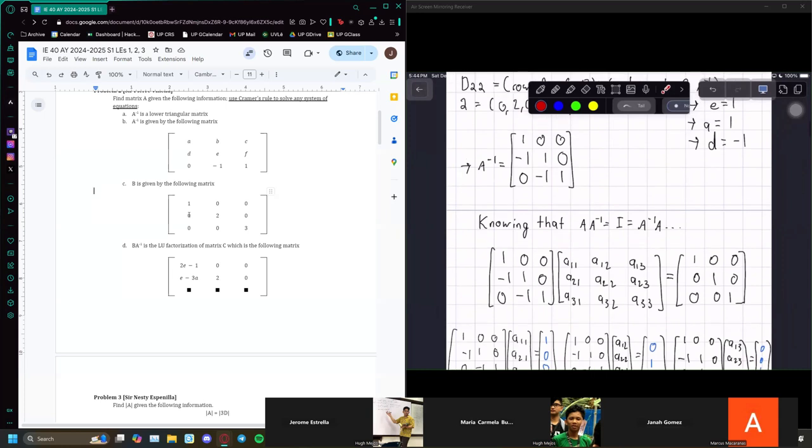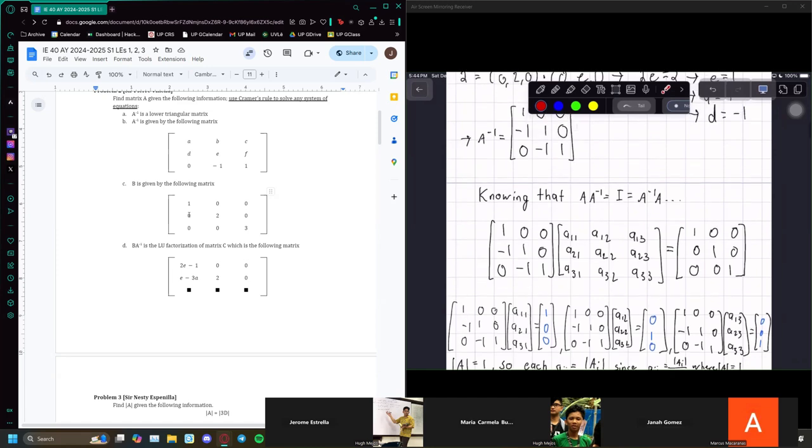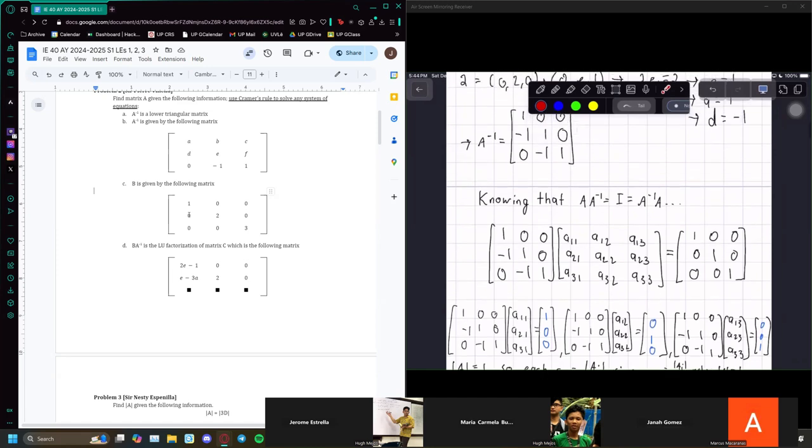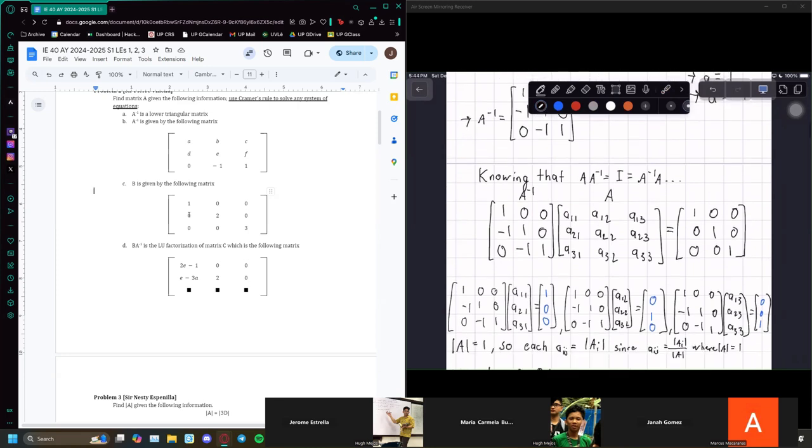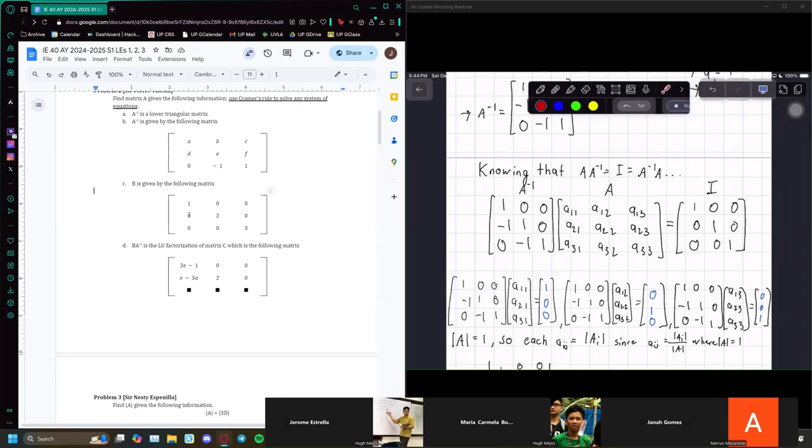So knowing that a matrix times its inverse is equal to the identity matrix, you can also do this backwards. An inverse times its respective matrix is also equal to the identity matrix. So this is A inverse, and this is the A that we're looking for, and this is an identity matrix in 3 by 3 form.